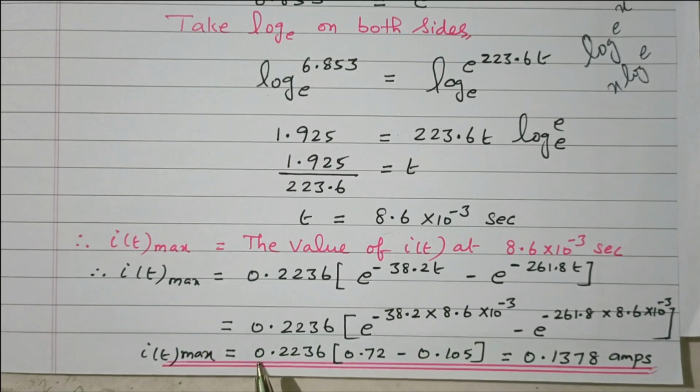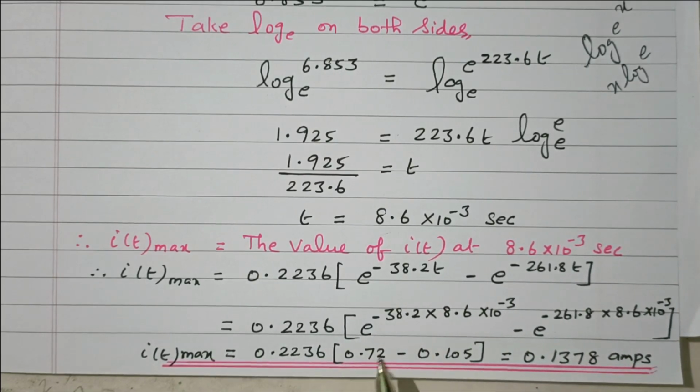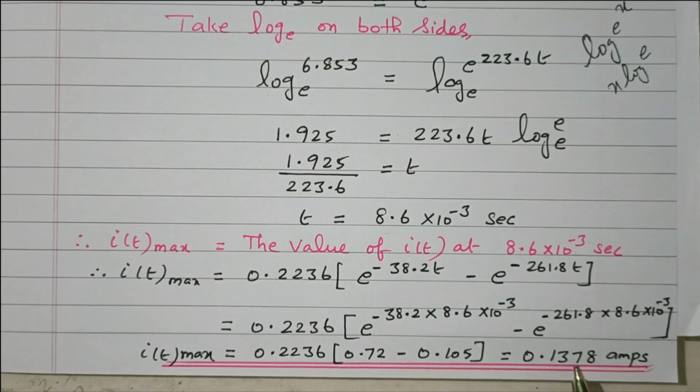Finally we got 0.2236 of 0.72. This value, e power this value is 0.72. This value is 0.015. So after subtraction and multiplication we got 0.1378 amperes. So the maximum value of current, after simplification, is 0.137. This is the maximum value of current.